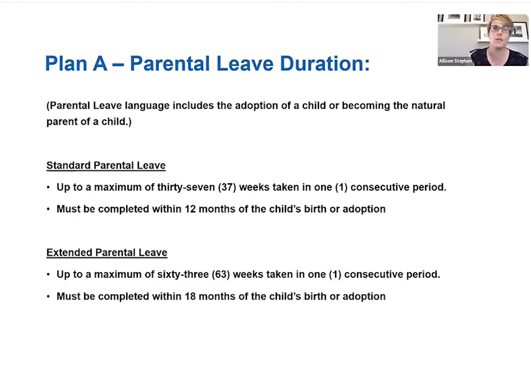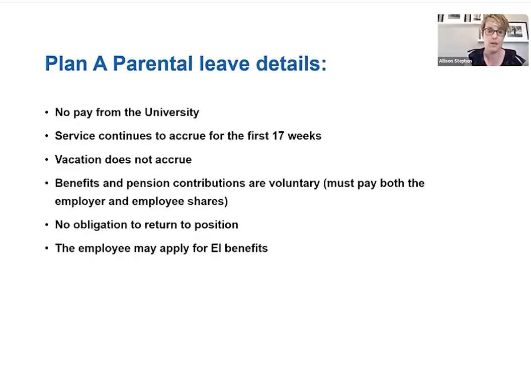If it's the mother or the other parent taking the parental leave, they are entitled to 37 weeks in one consecutive period, and it must be completed within 12 months of the child's birth or adoption. For the extended leave, they are entitled to 63 weeks of time off taken in one consecutive period, and it must be completed within 18 months of the child's birth or adoption.